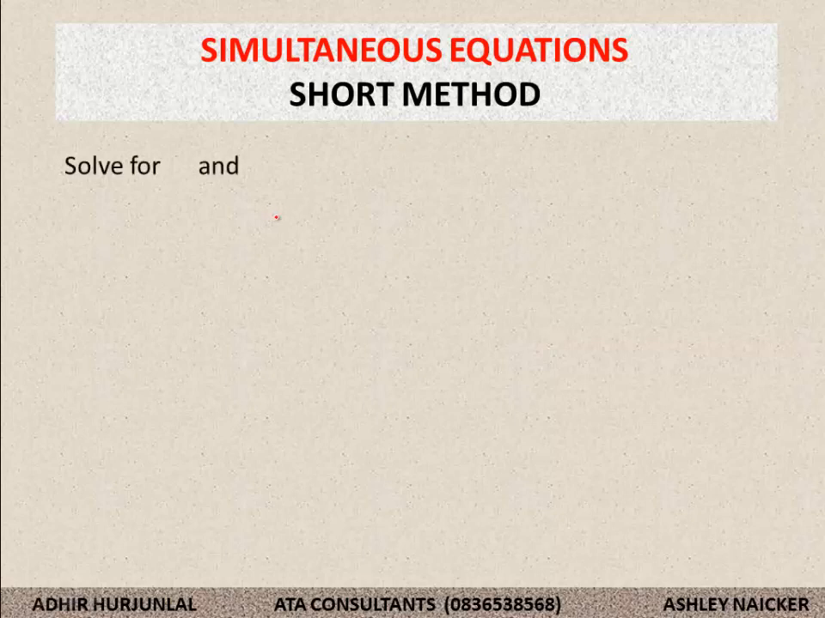The question would read, solve for x and y, which naturally would mean that I have two equations. In this aspect, 3x plus 7y is equal to 27 is equation number 1. 5x plus 2y is equal to 16, which is equation number 2. I need to solve for x and for y.